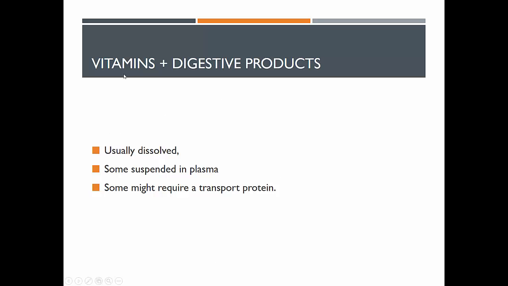Alright, so vitamins and other digestive products are usually dissolved, but similar to our lipids, some can be suspended in plasma, and some might require a transport protein too. So you've got all your forms right there. We have carbon dioxide, oxygen, water, salts, lipids, nitrogenous wastes, and vitamins and other digestive products. So those are the forms.